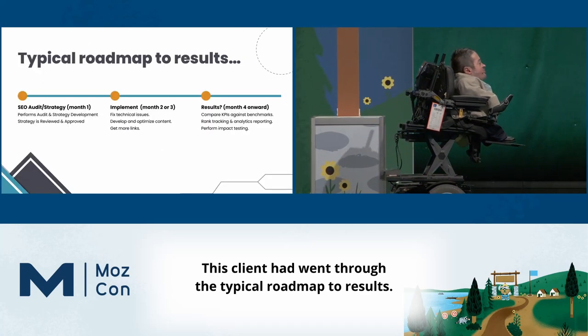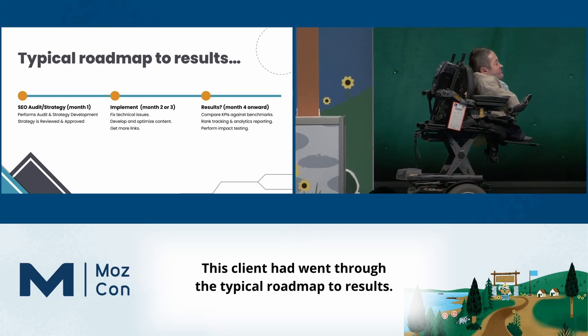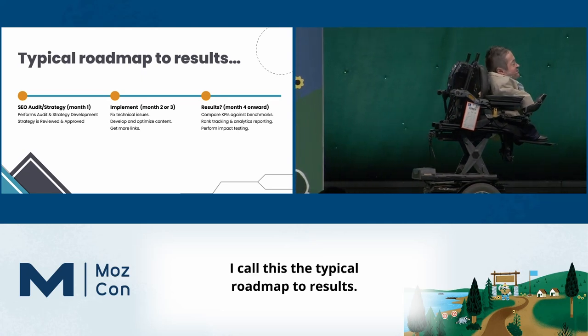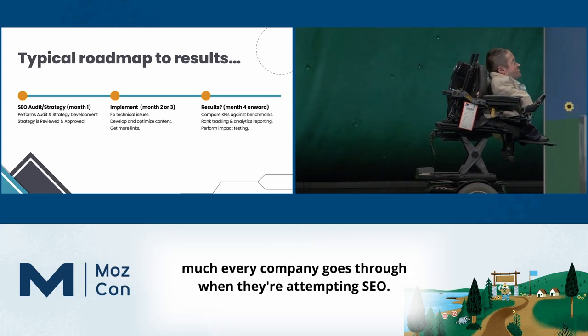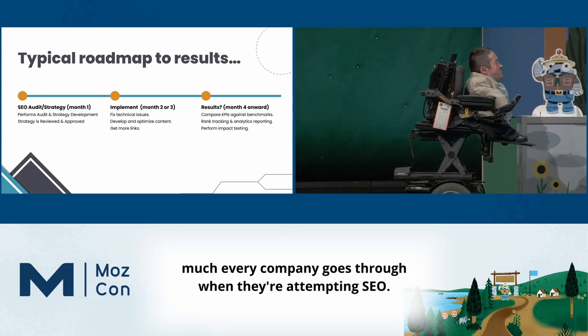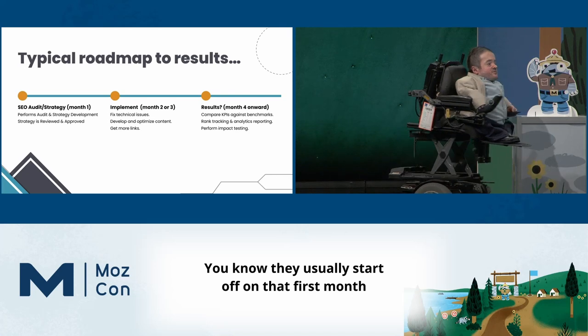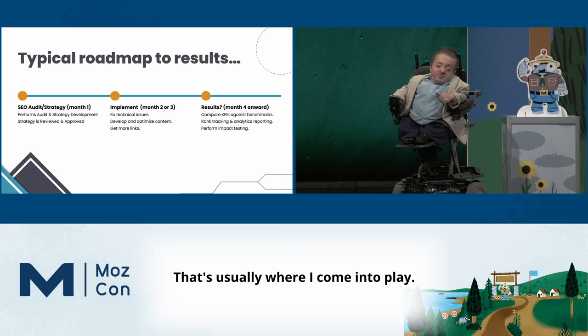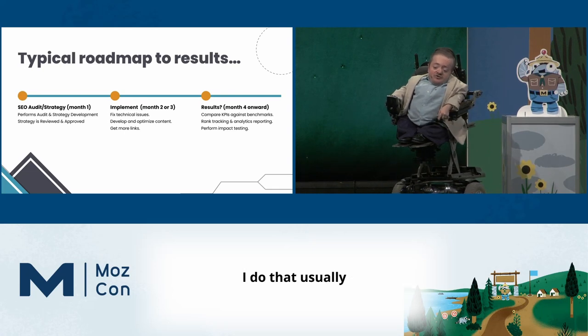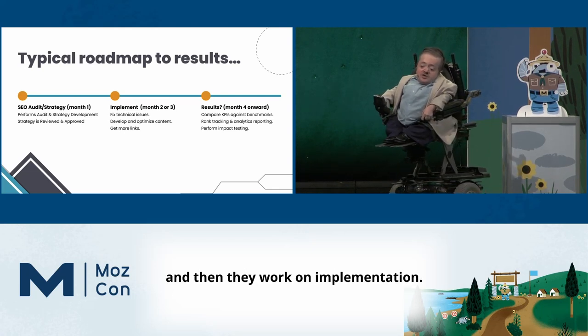This client had gone through the typical roadmap to results. I call this the typical roadmap to results. This is the kind of thing that pretty much every company goes through when they're attempting SEO. They usually start off in that first month by doing an SEO audit or strategy. That's usually where I come into play. I do that usually. And then they work on implementation.